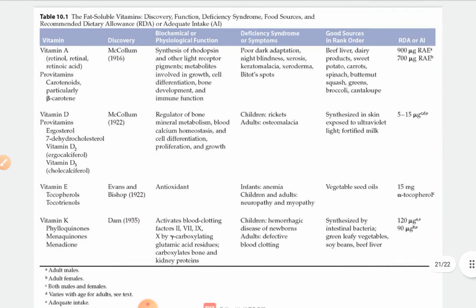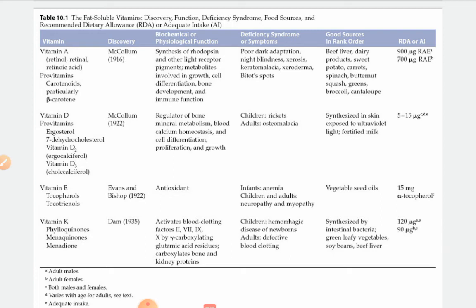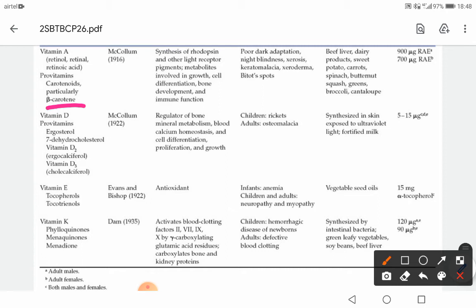And this is the overall summary of all the vitamins. So vitamin A, the chemical name, beta carotene, when it was identified, what its function is, what the sources are, and how much it has to be taken daily. Vitamin D is also called calciferol, cholecalciferol, ergocalciferol, ergosterol. All these are chemical names of vitamin D. And vitamin E, tocopherol; vitamin K, we call it phylloquinone.